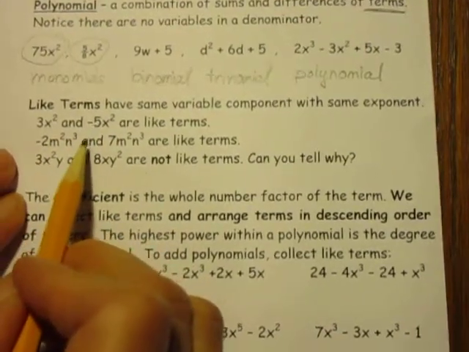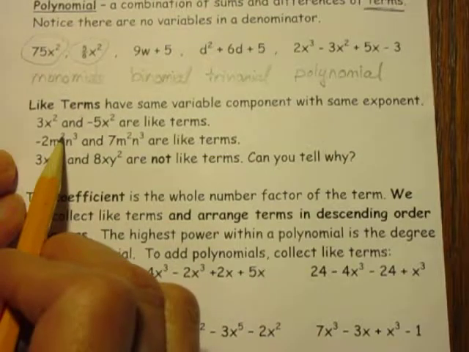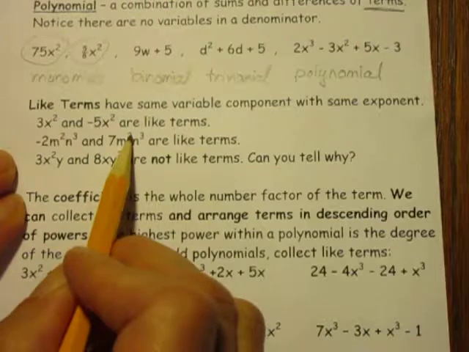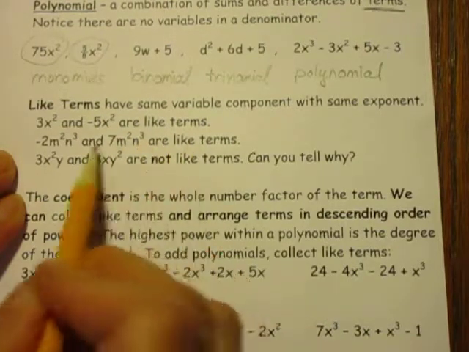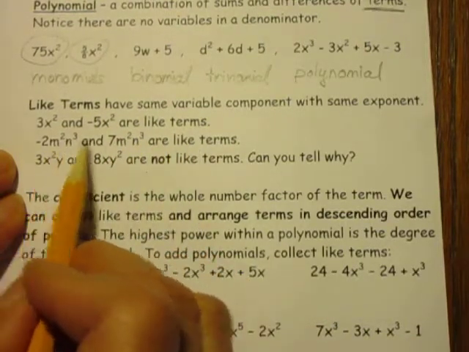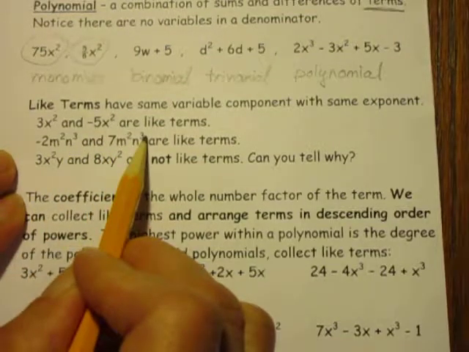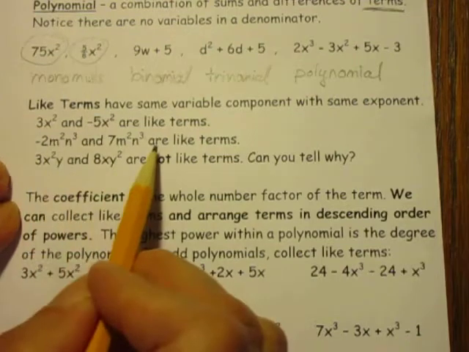Okay, here I've got negative 2m squared n cubed, and I've got 7m squared n cubed. These are also like terms because they have the exact same variables with the exact same exponents. And if we wanted to, we could collect those as well.